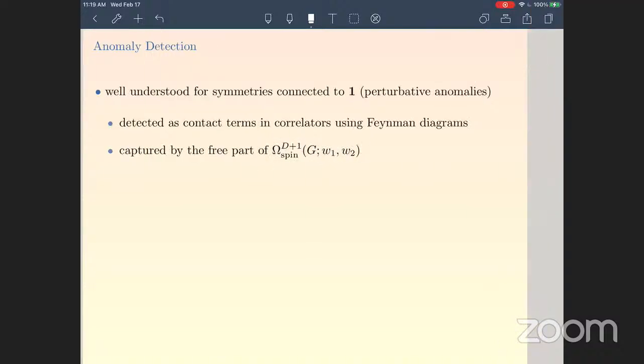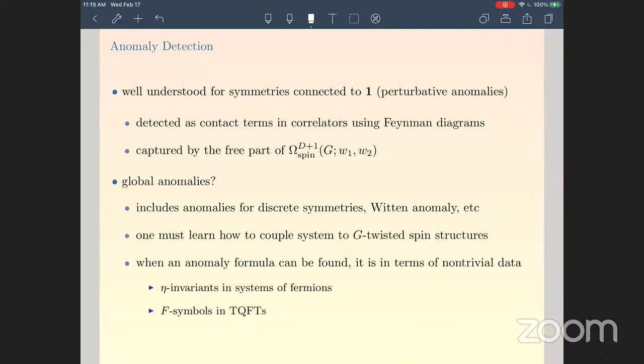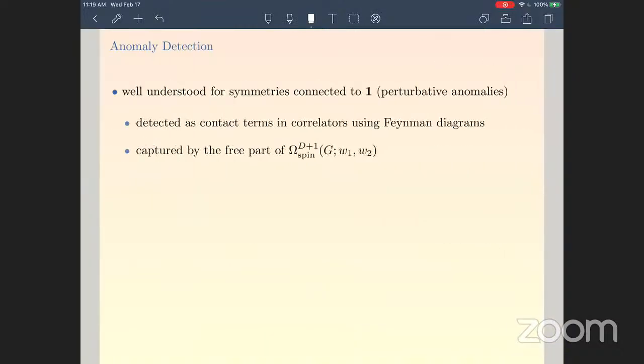Okay, but the real yes. This is Max. Hello. Comment. I think you have to go to one higher dimension and then take the free part. Yes, I think you're right. Yes. Thank you.